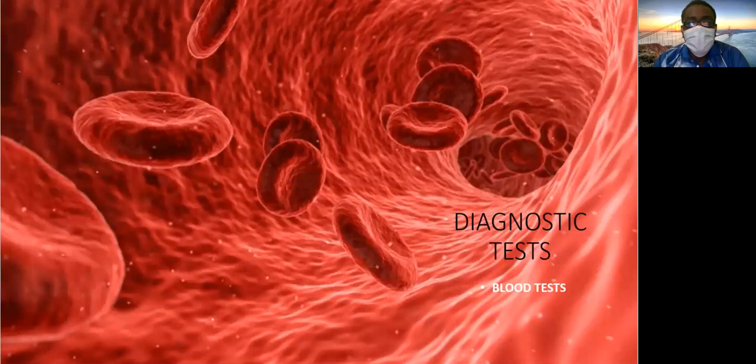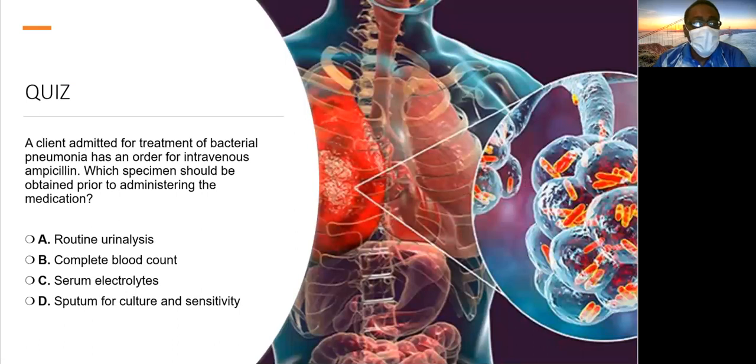Okay, we'll move to blood tests and we'll start with a quiz. A client admitted for treatment of bacterial pneumonia has an order for IV ampicillin. Which specimen should be obtained prior to administering the medication? Routine urinalysis, complete blood count, serum electrolytes, sputum for culture and sensitivity. Airway problem, airway answer, remember your decision tree.